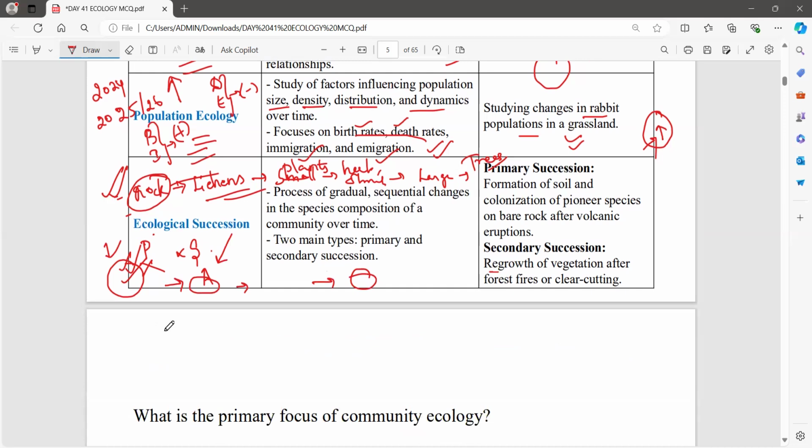So we can say like this. Initially in the primary succession, there was a pioneer species. Here the pioneer species will be what? A rock. And after that, it will be an intermediate species, and after that it will be a climax species, the climax community. Okay, so this is how the succession will be. So you have to note the difference between these two.